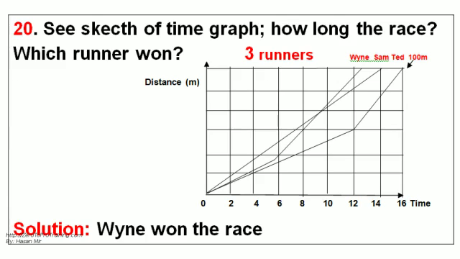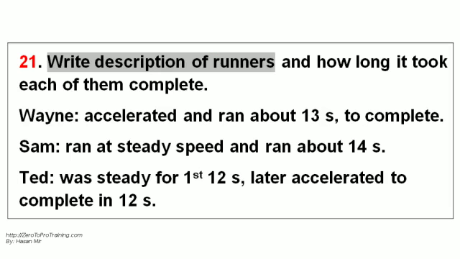Next slide, exercise 20: see sketch of time graph. Find how long the race was, who won, 3 runners, distance 100 meters, and Wayne won the race. Continued slide, exercise 21: write description. Wayne accelerated and ran 12s to complete, Sam ran steady for 14s, Ted was steady for the first 12s then accelerated to complete in 12s.